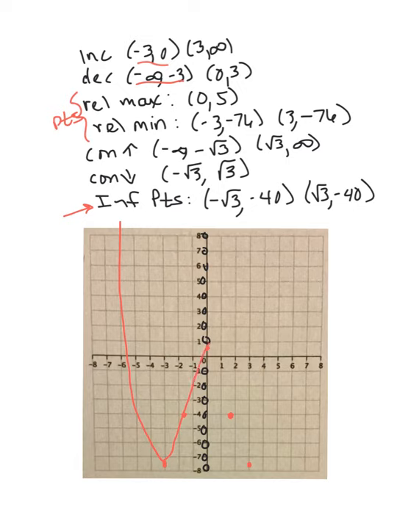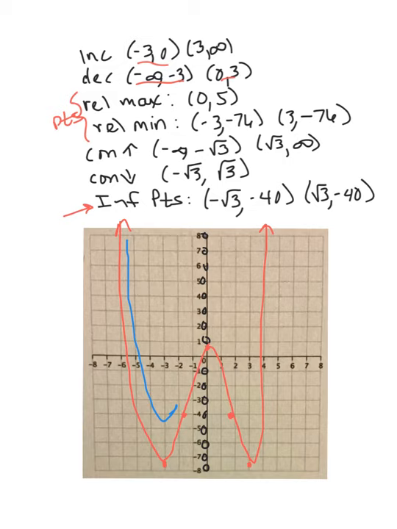We decrease from 0 to 3, and then we increase again from 3 to infinity. I always use the increasing and decreasing on my sketching and then check my concavity. We're supposed to be concave up from negative infinity to negative 1.7. If you look at this from negative infinity to negative 1.7, aren't we cupping upward?